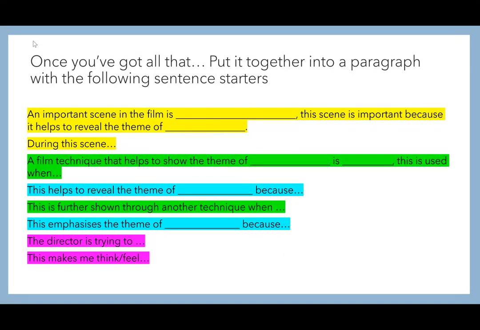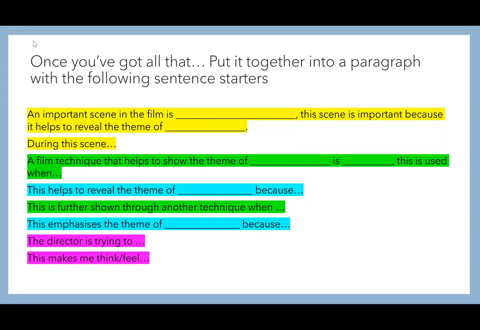That's where you are going to write the scene in the film. This scene is important because it helps to reveal the theme of blank. That is where you write the theme. So you chose that the other lesson. If you chose the theme that I gave you, that's the importance of friendship. If you've chosen a different one, then that's where you put it in. During the scene, that's where you describe what happens during the scene. You might even reference what part of the film it is.